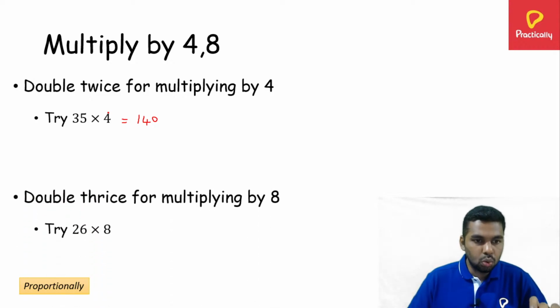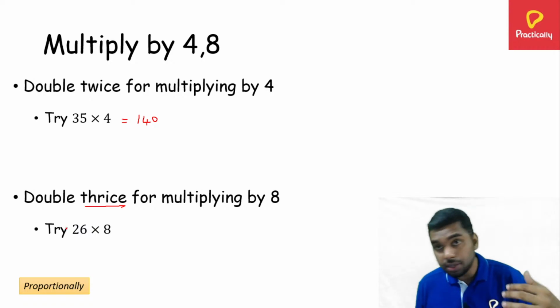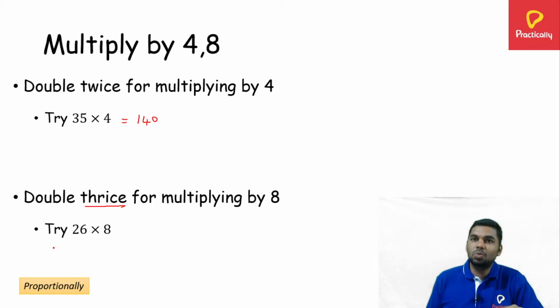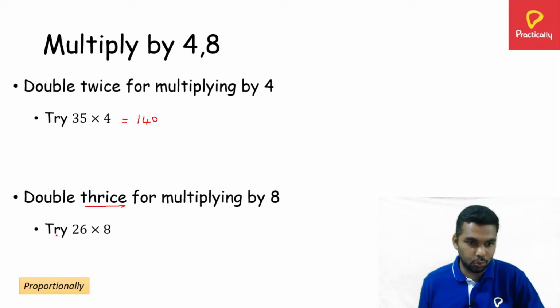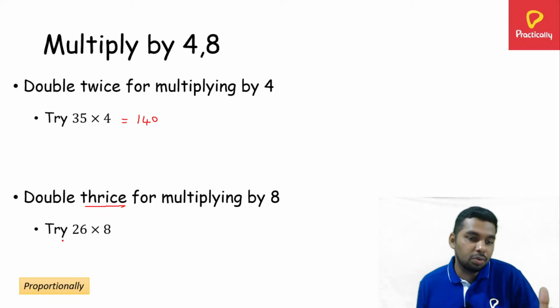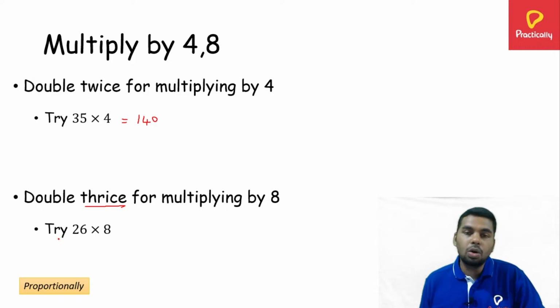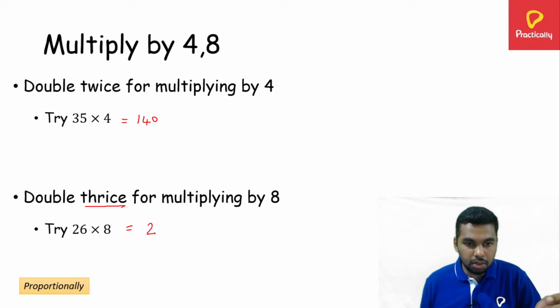All right. So let's do multiplication by 8 again. What is 26 multiplied by 8? Let's do doubling 3 times. If I just double 26 once, it is 52. If I double it again, how much will I get? 52 doubled is 104. Double of 104 is how much? It is 208. So the answer is going to be 208.